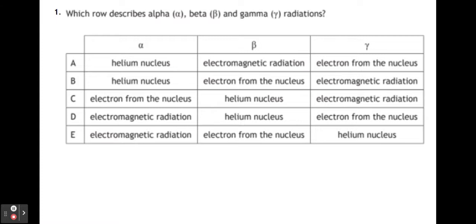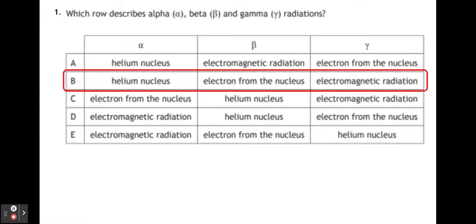Okay, so what we need to understand is that an alpha particle is made up of 2 protons and 2 neutrons, effectively a helium nucleus. A beta particle occurs when a neutron inside of the nucleus of an atom decays and turns into a proton and an electron, and then the electron, which is the beta particle, is fired out of the nucleus. And a gamma ray is a photon of electromagnetic radiation. So alpha helium nucleus, beta electron from the nucleus, and gamma electromagnetic radiation. Answer B.